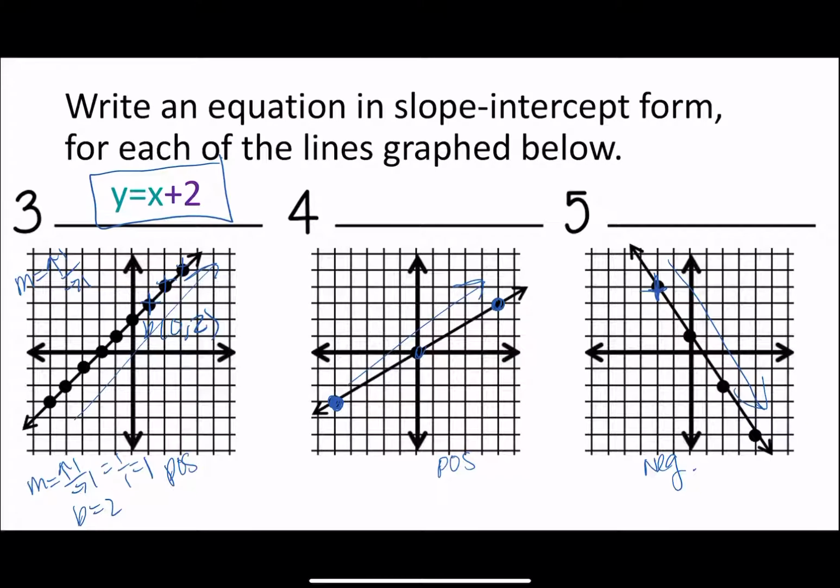All right, number 4, you're going up 3 and to the right 5, I believe. No? Up 3. 1, 2, 3, 4, 5. Yep. So your slope is up 3 to the right 5. So you've got 3 over 5. And your y-intercept here is 0. So we could write y equals 3/5 x plus 0.